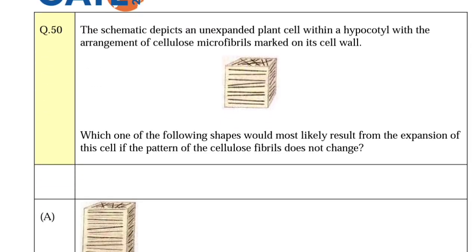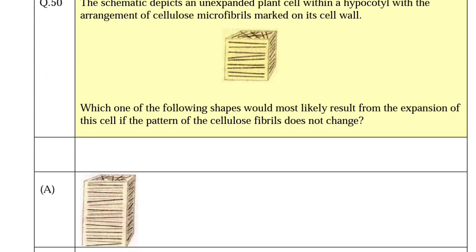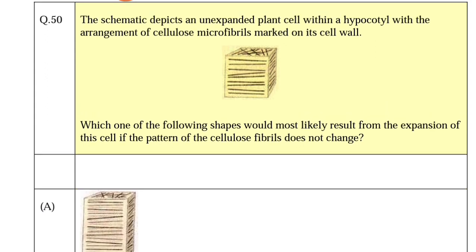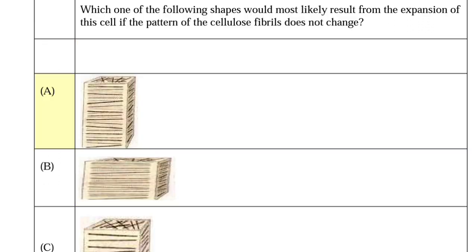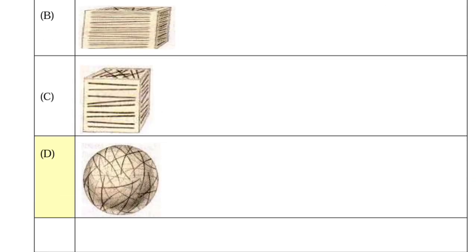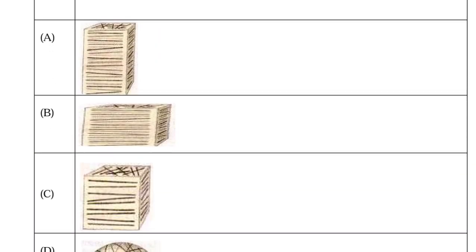Q.50. The schematic depicts an unexpanded plant cell within a hypocotyl with the arrangement of cellulose microfibrils marked on its cell wall. Which one of the following shapes would most likely result from the expansion of this cell if the pattern of the cellulose fibrils does not change? A, B, C, D.